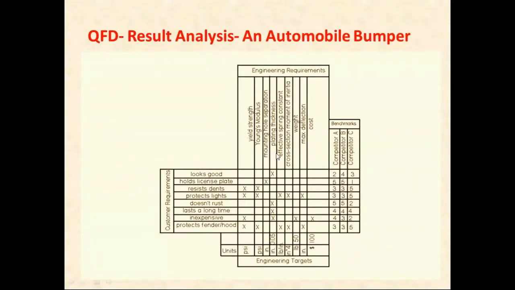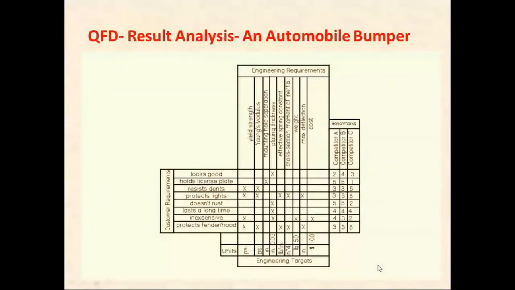So these are the various engineering requirements. I'm calculating it in terms of the customer, competitor A, B, C, and then the units that are used for each of these engineering requirements I have done, and what the engineering targets will be will be found out and calculated. So this is the most important result analysis of any automobile. This is an example which I had given you. Okay.